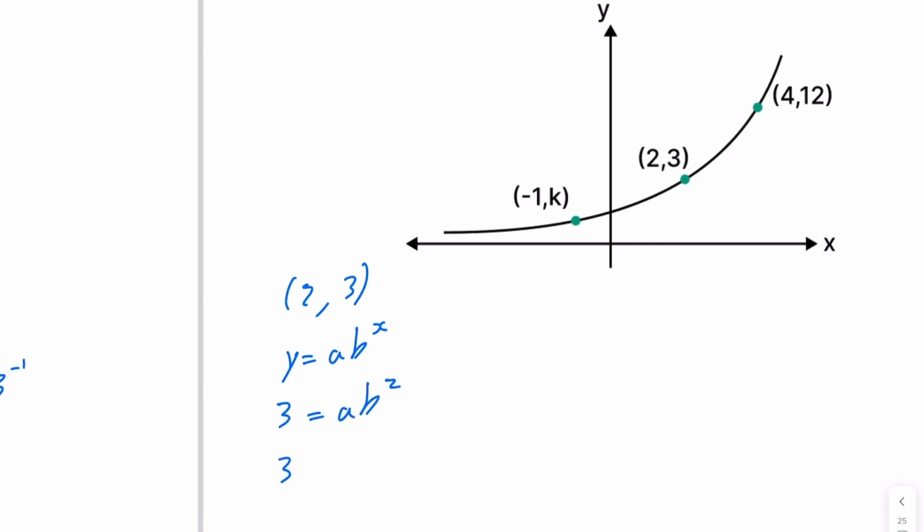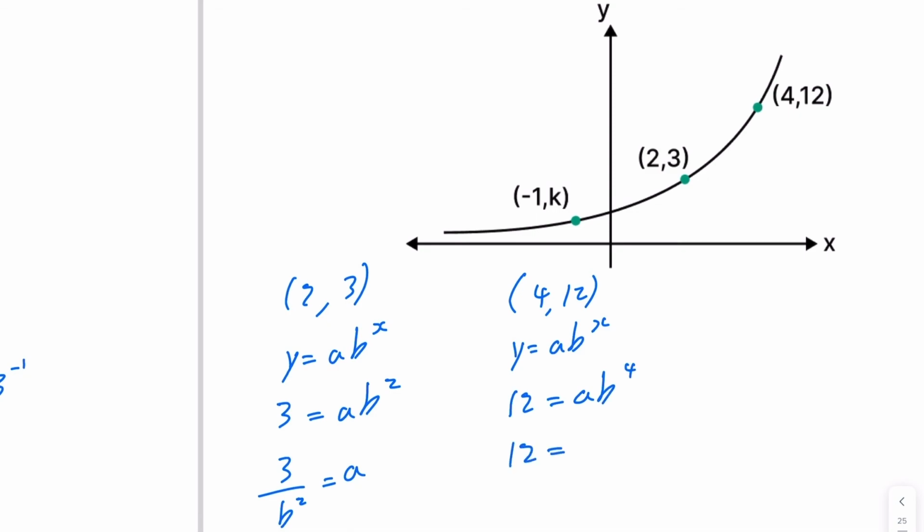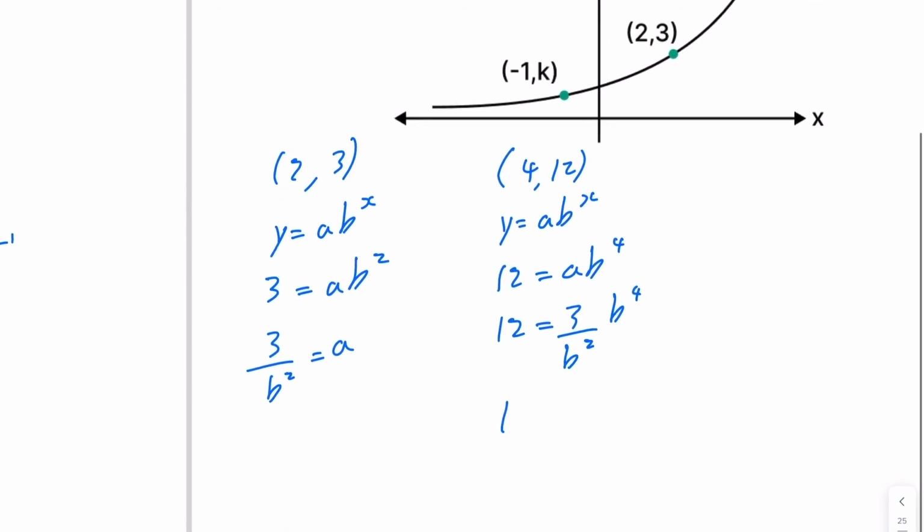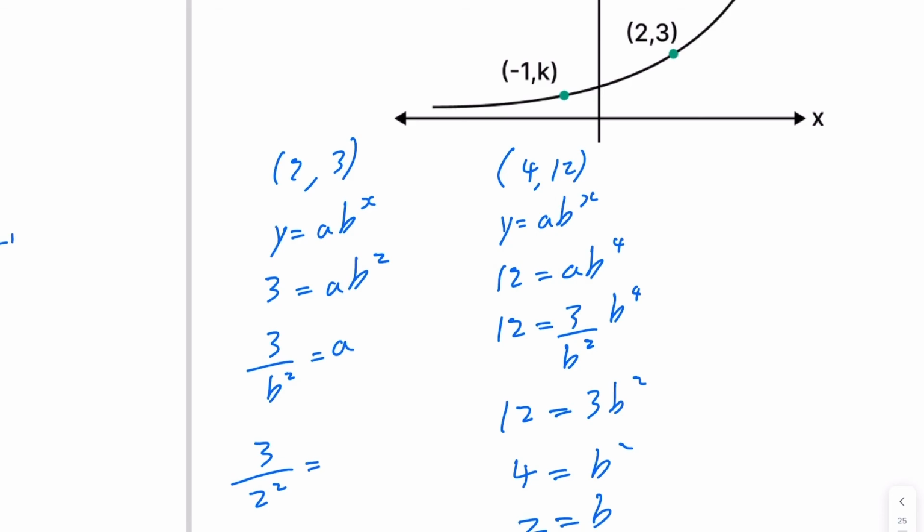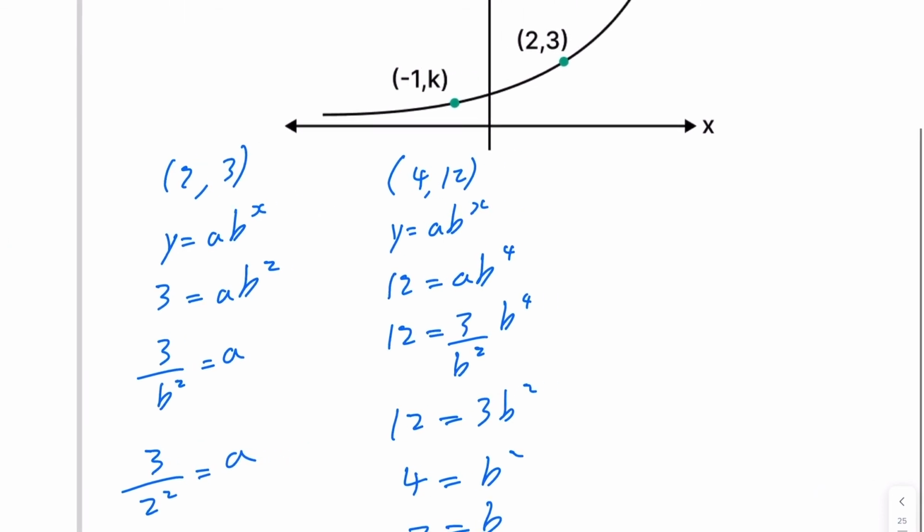And rearrange that for a. And moving to the next coordinate. And if I substitute the value for a in here now, and if I use my laws of indices, if I rearrange that, divide each side by 3, square root each side, cool, and now I can find a because I know what b is, so 2 squared. 2 squared is 4, so I know 3 over 4 is a, and that's what b is.